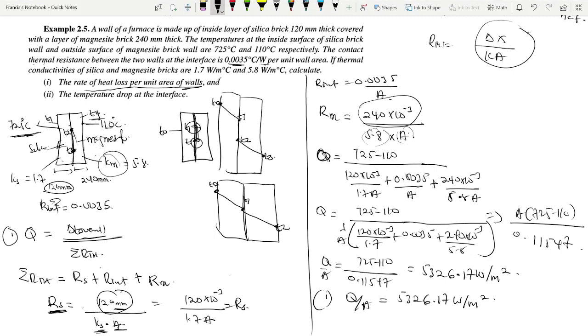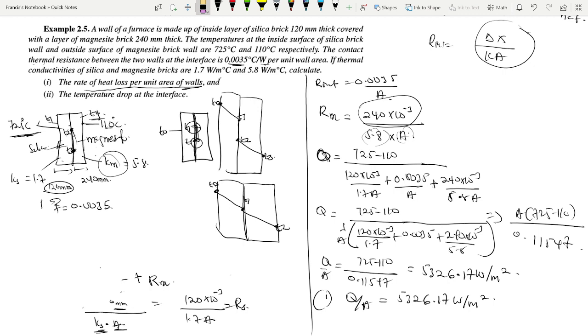Now the second part is that we should find the temperature drop at the interface. So now we need the temperature drop at the interface. And the temperature drop here refers to this portion, right? So there's a temperature drop here, and then we need that temperature drop. So we can either find T2 minus T3 straight away, or if that isn't possible, then we have to find T2 separately, find T1 separately, and then we subtract them, right?